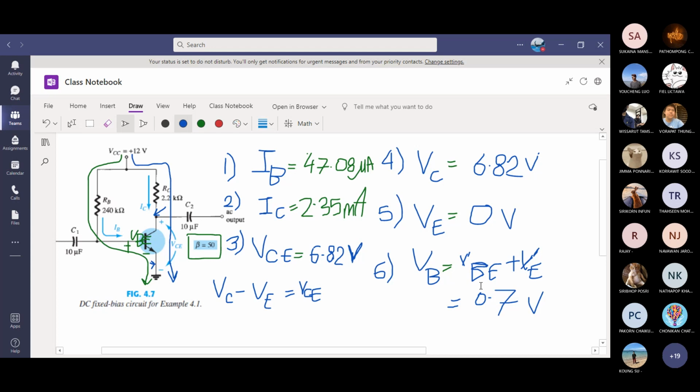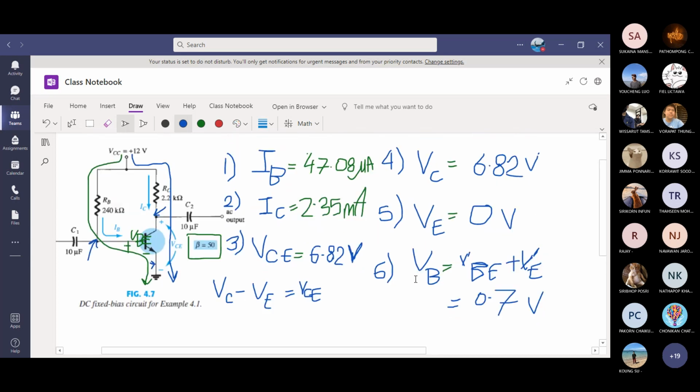You have another way of finding VB if you want. You can say VB is right here, which is VCC minus IBRB. You can put all the values in the equation. You will see it's 0.7008, means 0.7. VB is 0.7 volt.